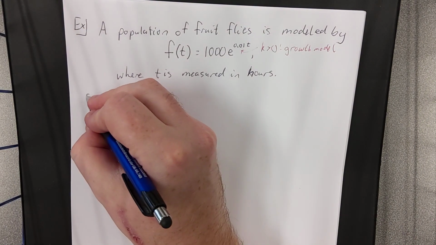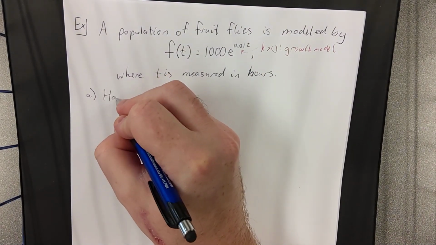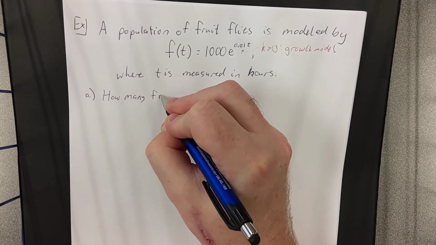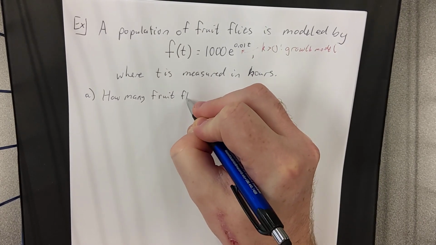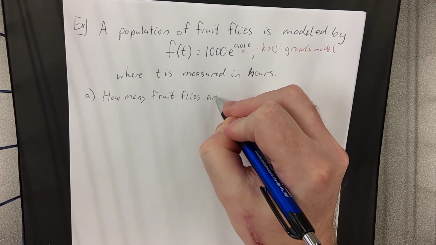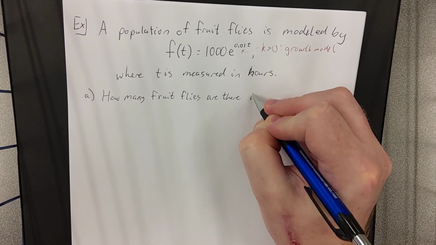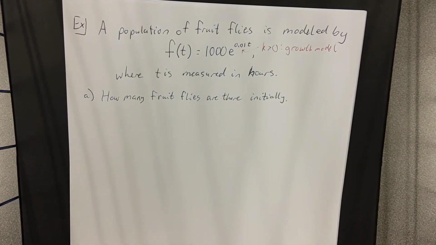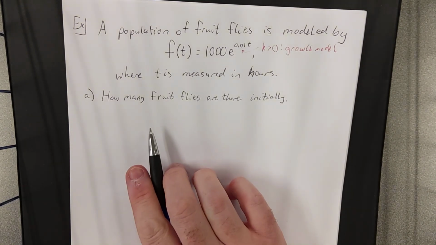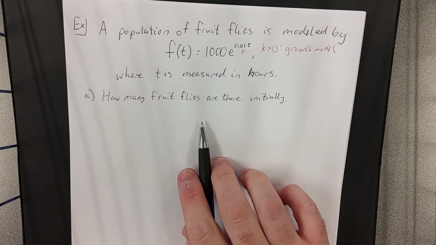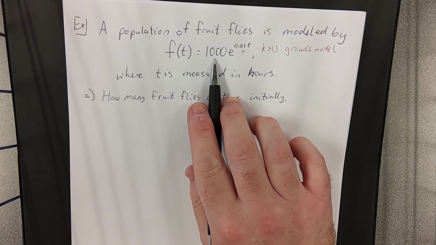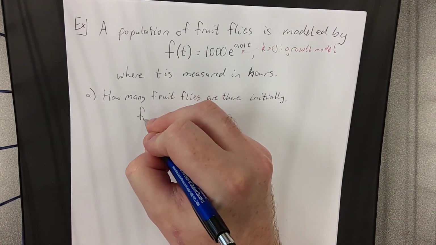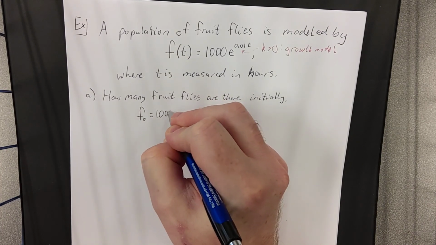So first and foremost, let's do part A. How many fruit flies are there initially? Now, with that in mind, the initial number of fruit flies is referring to the numerical coefficient of the whole thing, what we would refer to as f naught in this case. So f naught is referring to 1000.